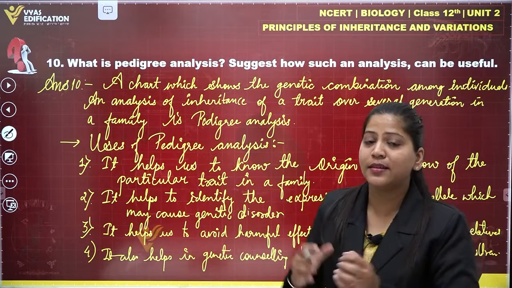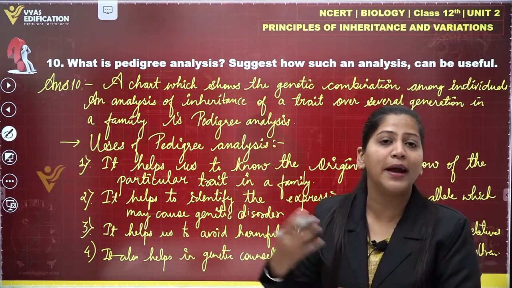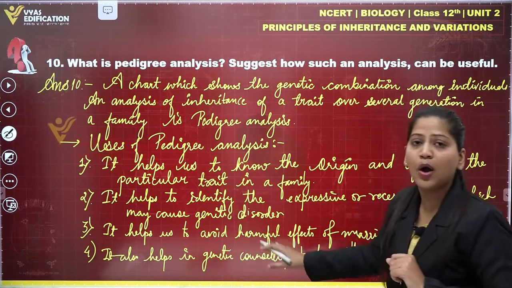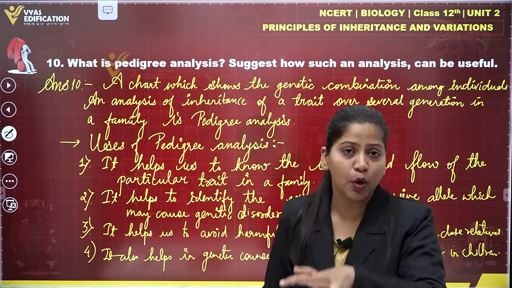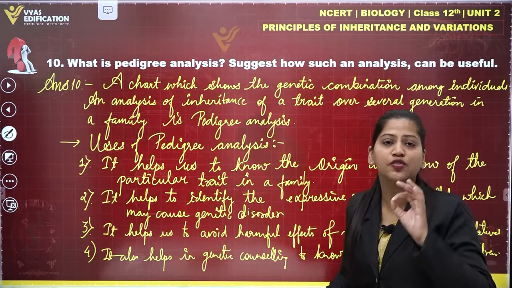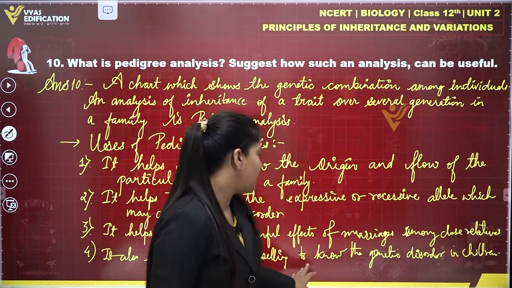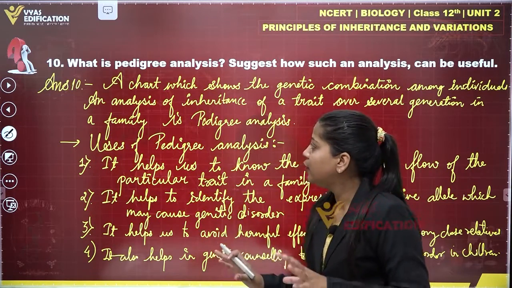Alright, so these diseases, these disorders can be identified with the help of pedigree analysis done by doctors. It also helps us to avoid harmful effects of marriages among close relatives. And last but not least, it also helps in the genetic counseling of a family to know the genetic disorder in children. And I hope you all get the answer.